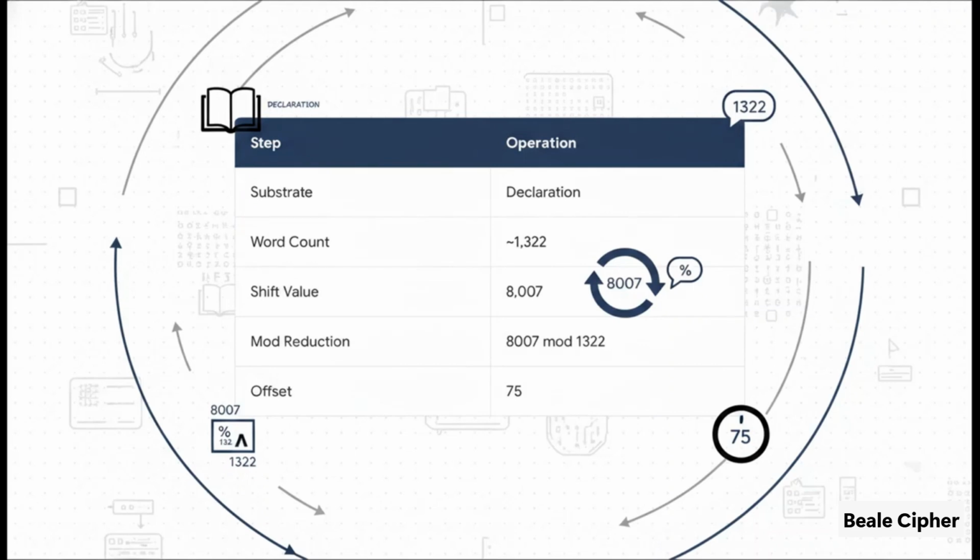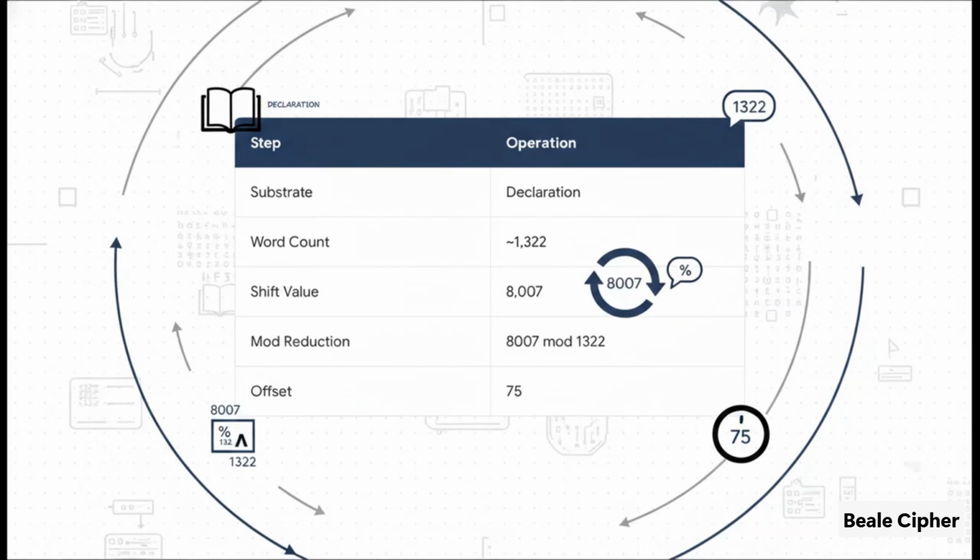Now, because 8,007 is way larger than the number of words in the text, you simply wrap it around cyclically. It's exactly like a clock going past 12. In math, this is called a modular reduction. When you divide 8,007 by 1,322, the remainder is exactly 75. That means our effective offset isn't thousands of words.